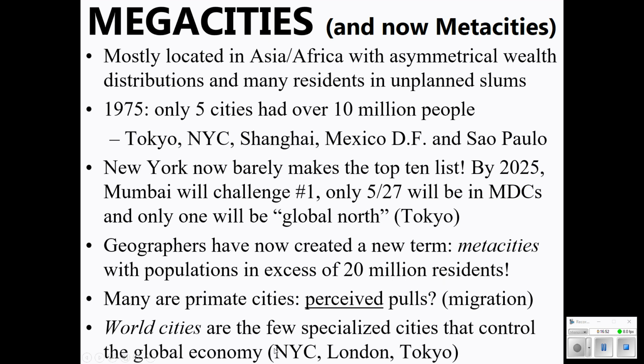We also should mention the global economy with the world cities, the 3 cities that have the most specialized quaternary and quinary control of the command and control of the global economy: New York City, London, and Tokyo.